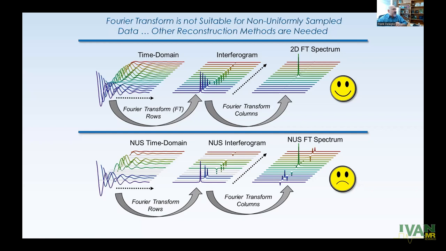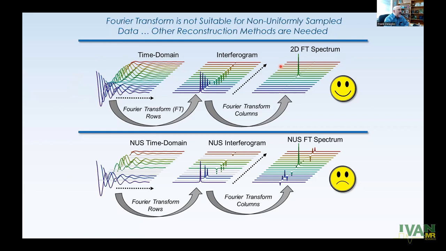Now, just as a reminder, in a typical multidimensional application, we start with time domain data like this, which consists of a series of one-dimensional measurements. And to convert that data into a spectrum, first we Fourier transform all the rows of this data, and then Fourier transform the columns or vectors from whatever remaining dimensions there are, and that generates our multidimensional spectrum.